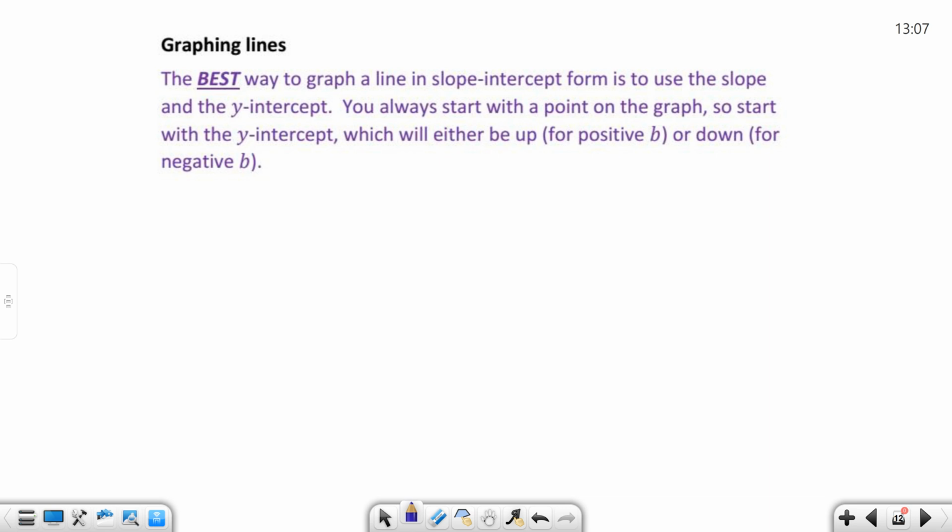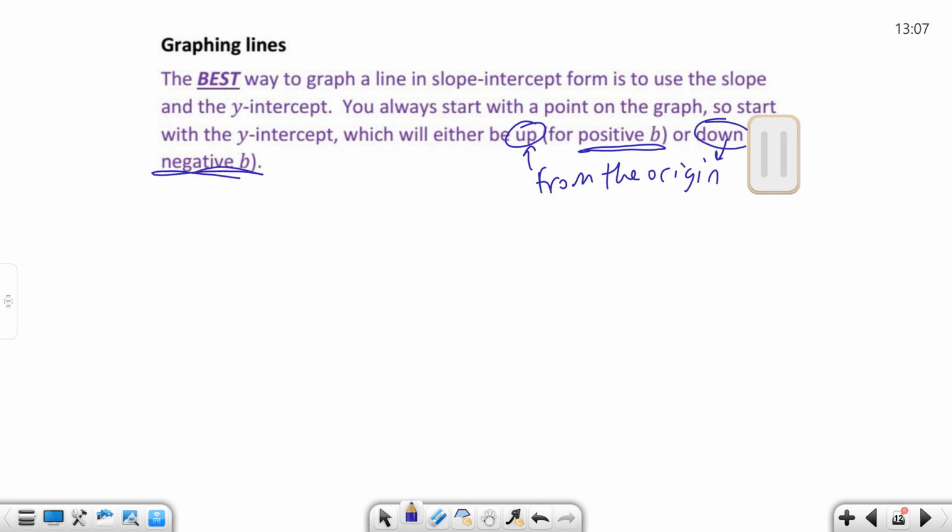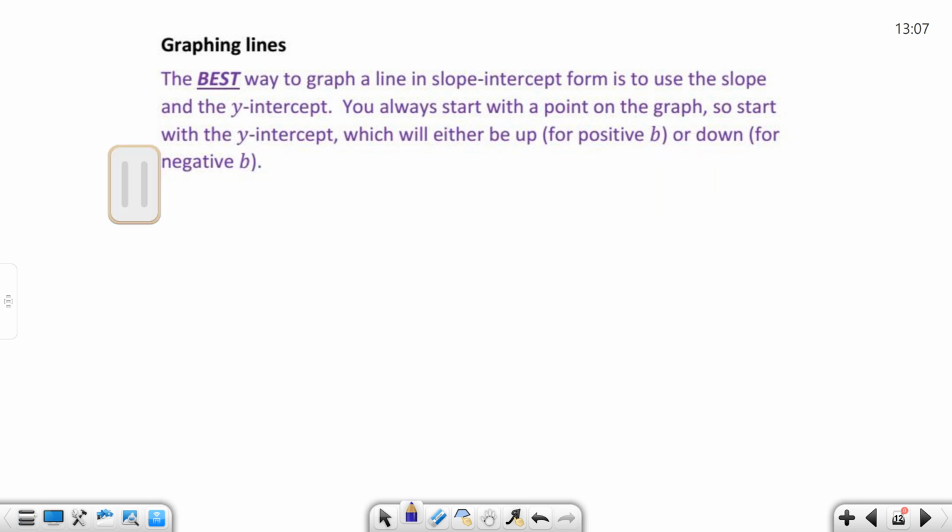And so that means you're either going to go up, and when I say up, this is from the origin, okay? From the origin. You're either going to go up from the origin or down from the origin. If b is positive, you go up. If you got a negative b, you go down, right? That's what you do. So positive b, up, negative b, down.